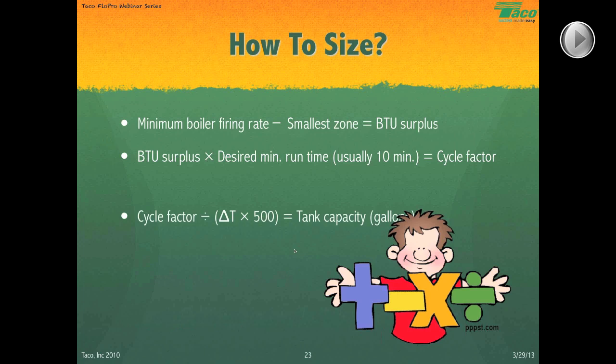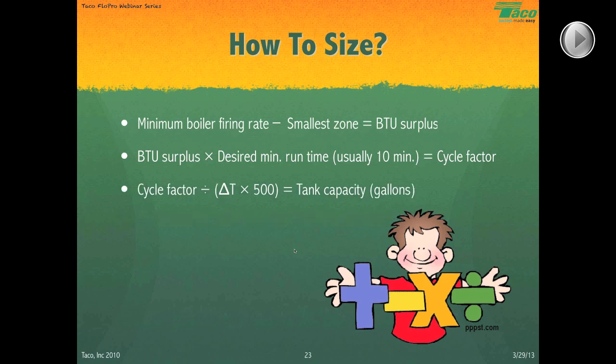Next, to find the tank capacity, you'll divide the cycle factor by the delivery side delta T times 500. The delivery side delta T is the water temperature drop. What did you design the delivery side for? If it's radiators or baseboard, maybe it's 20 degrees. If it's residential radiant floor heating, maybe it's 10 degrees. 500 is used if we have 100% water. So cycle factor divided by the delivery side delta T times 500 will equal your tank capacity in gallons, and that'll give you an idea of what size tank you need.